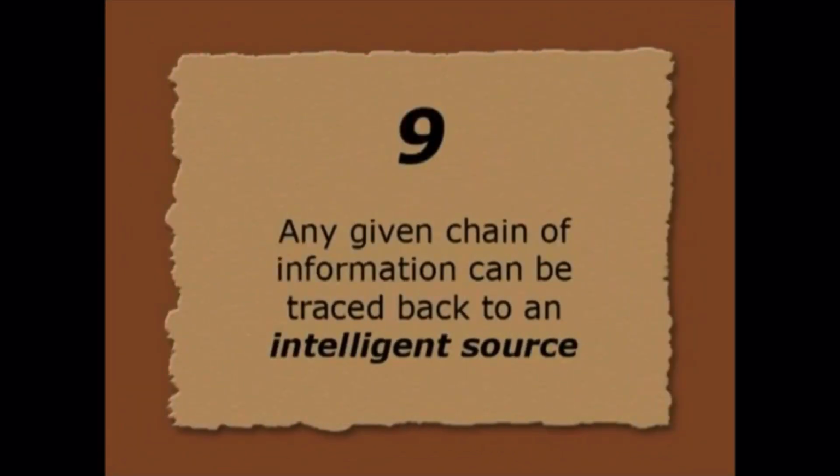Number 9, any given chain of information can be traced back to an intelligent source. Let me give an example to understand it a little bit better. If you drive with a car and you listen to your radio, is the radio the source of information? No, not the radio. Is the antenna the source of information? No. If you trace back, you come to a sender, to an author who gave the information. And that's what we see in all cases.